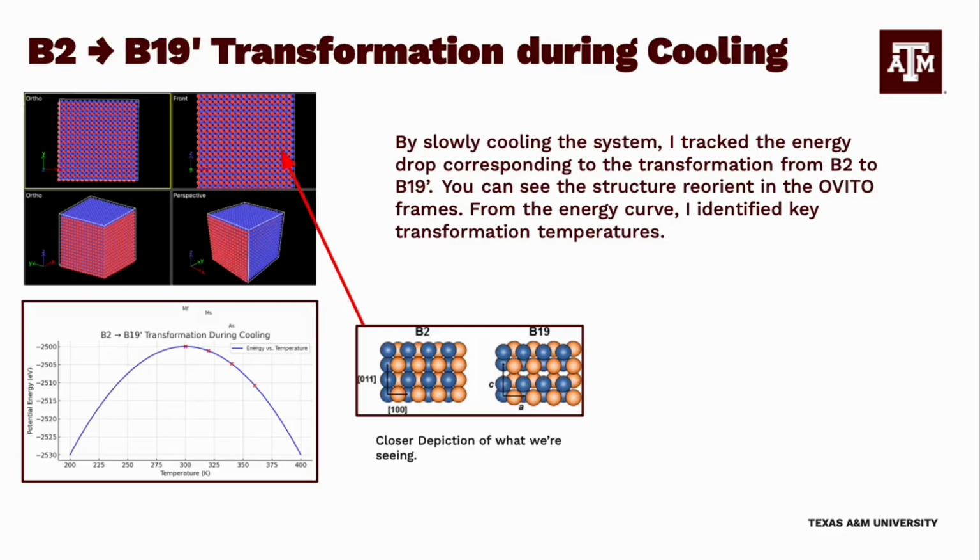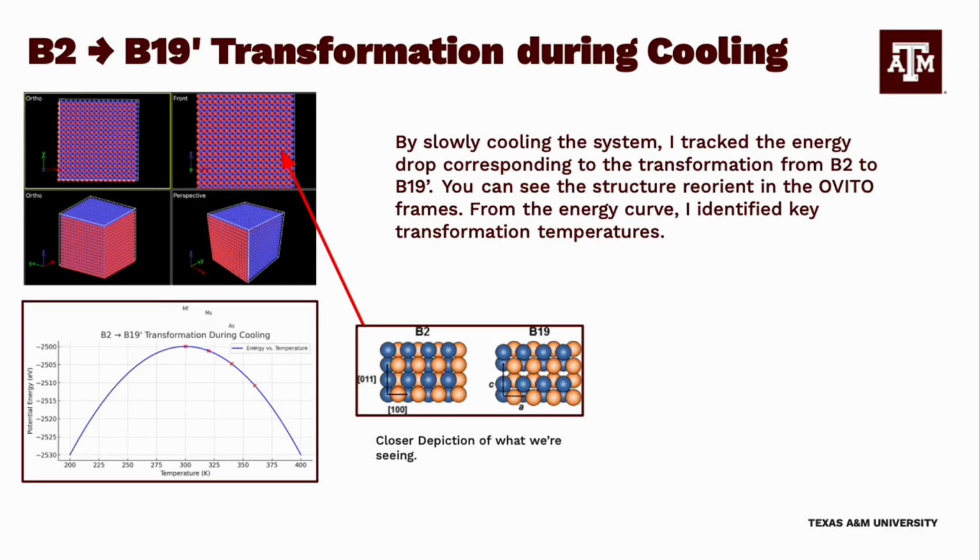This graph shows the total potential energy of the system as it cools from high to low temperature. The curve starts out flat, representing stable B2 austenite. As the temperature drops below the martensite start temperature, the energy begins to drop sharply. This corresponds to the B2 to B19 transformation. That transformation completes at the martensite finish temperature, where the energy flattens again.